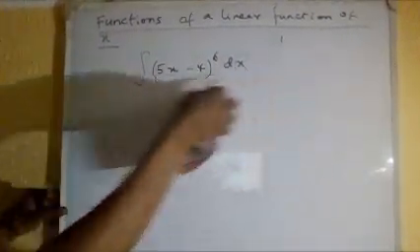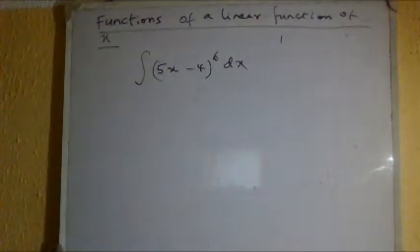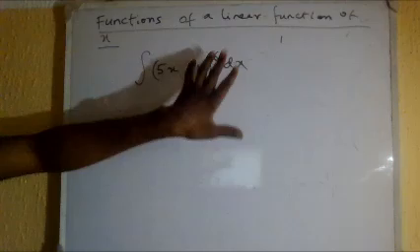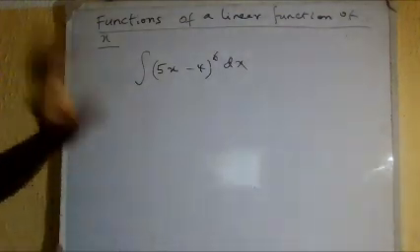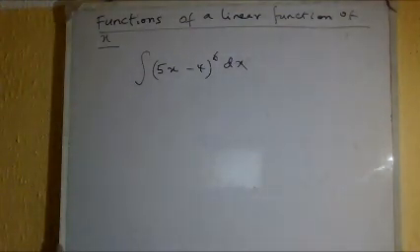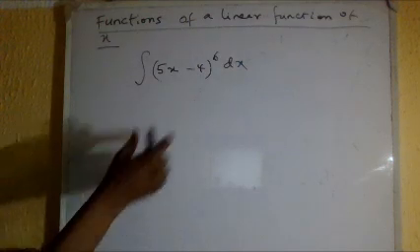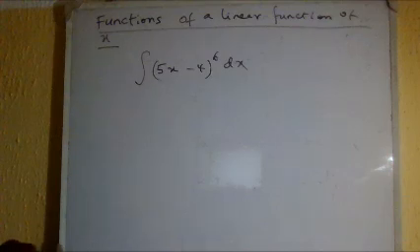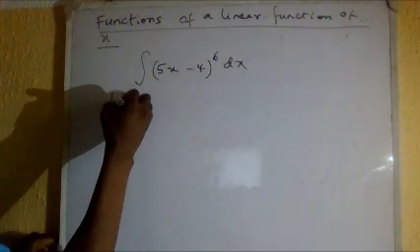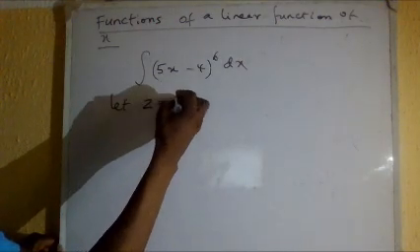Okay, so how do we do it? How do we do it? Normally, you can expand this first, you just expand it, then you now integrate. But that's a no. There's a fast way of doing it, or there's a standard way of doing this. And what we just do is to represent that linear function of x with another letter. So we first of all say let z be equals to 5x minus 4.